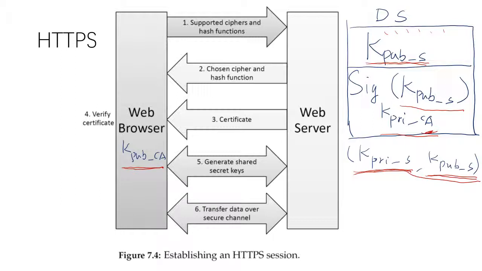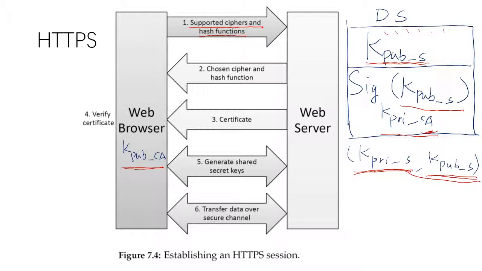Now let's take a look at how the HTTPS protocol works. In order to visit the web server, the web browser is first going to send out all the supported symmetric or asymmetric encryption ciphers and supported hash functions to the web server.